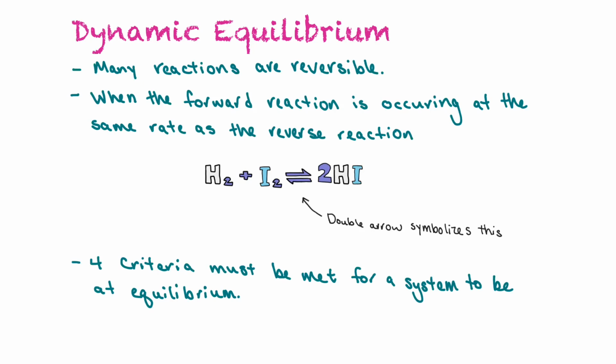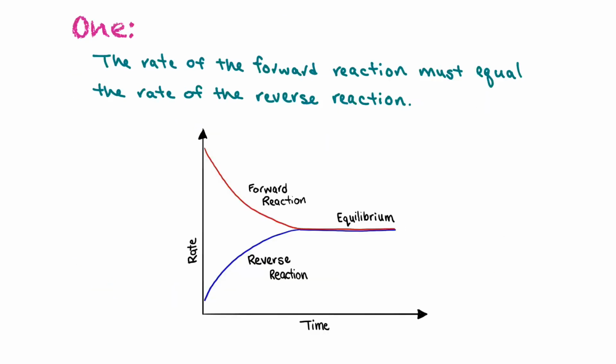There are 4 criteria that have to be met for a system to be considered at equilibrium, and we'll explore those. The first criterion is that the rate of the forward reaction must equal the rate of the reverse reaction. If we take a look at rate over time, eventually those reaction rates would meet each other at equilibrium. So the rate of the forward reaction is equal to the rate of the reverse reaction.